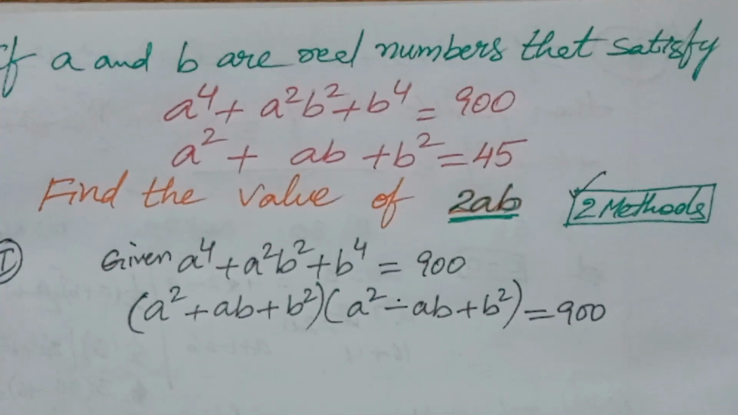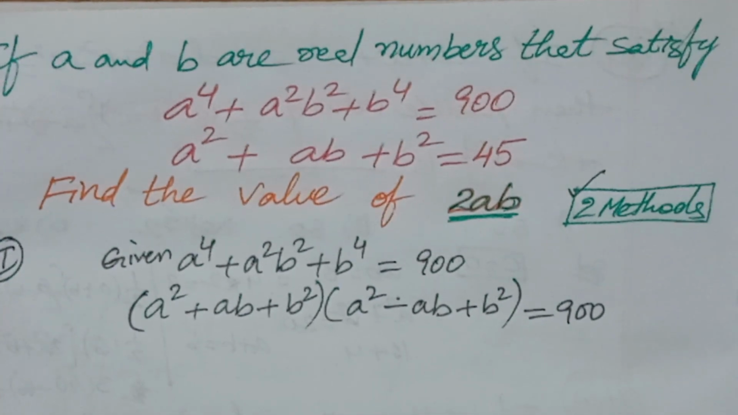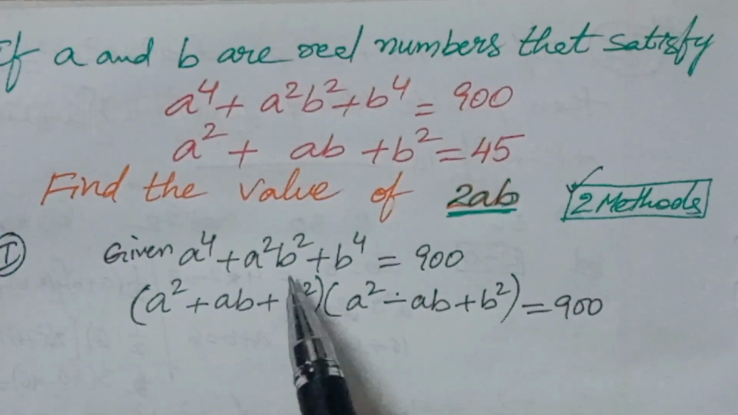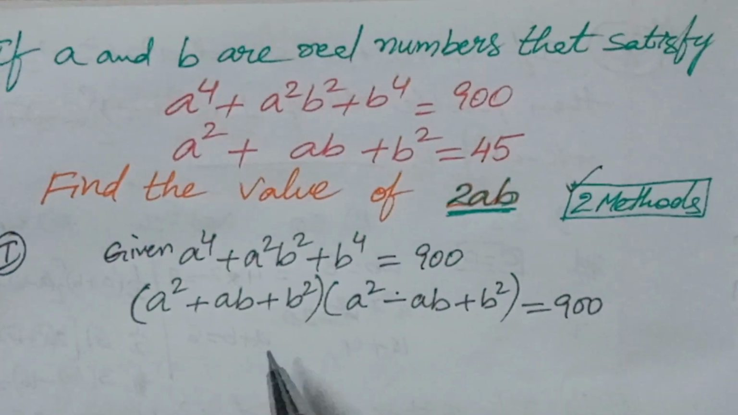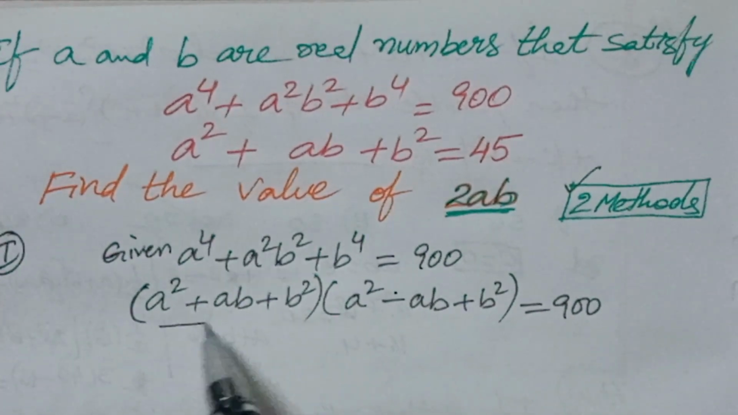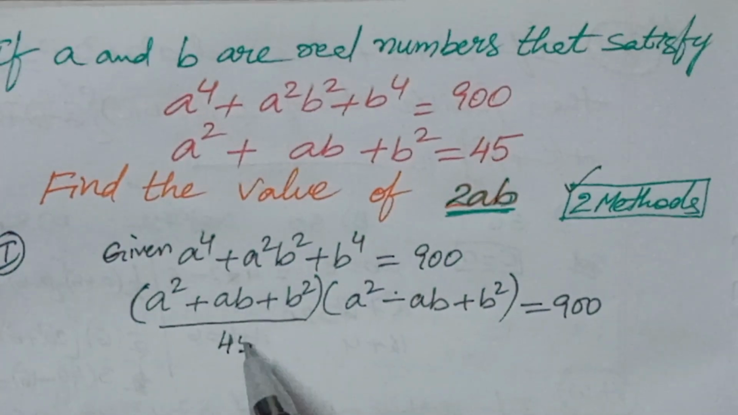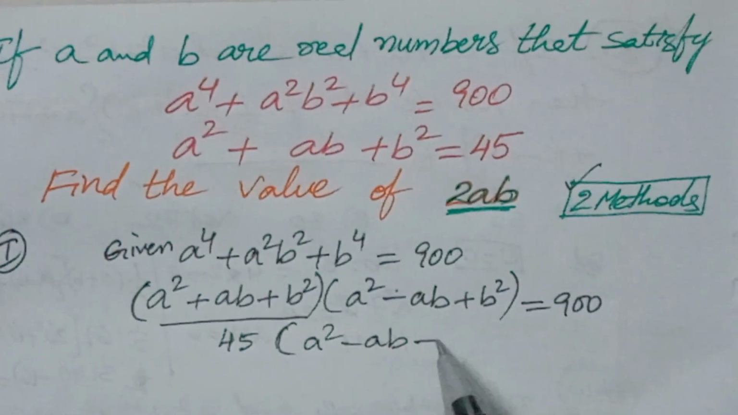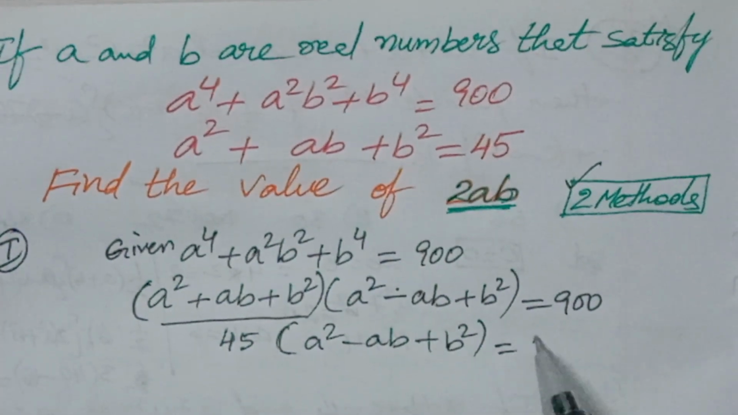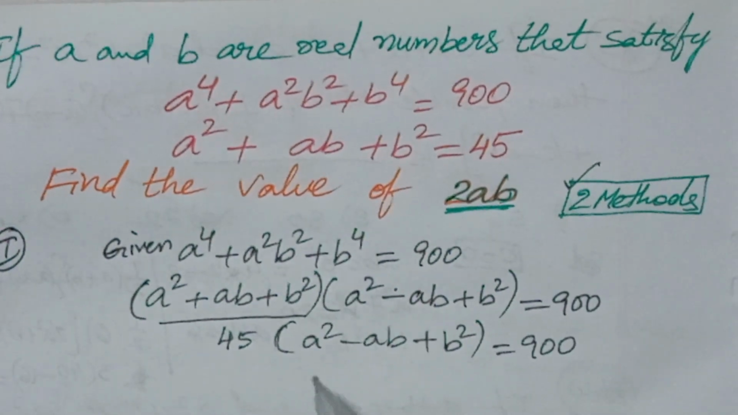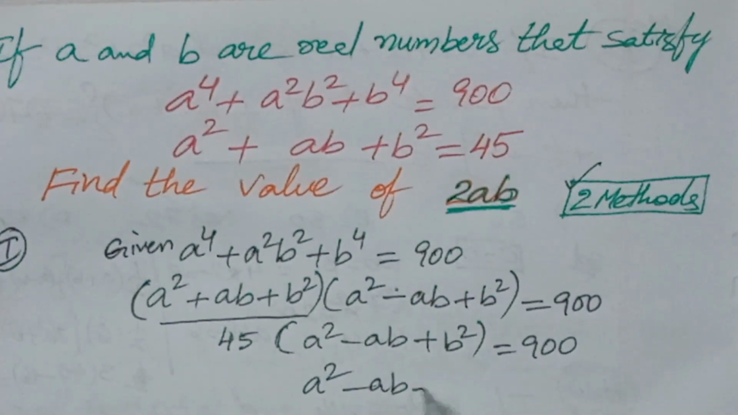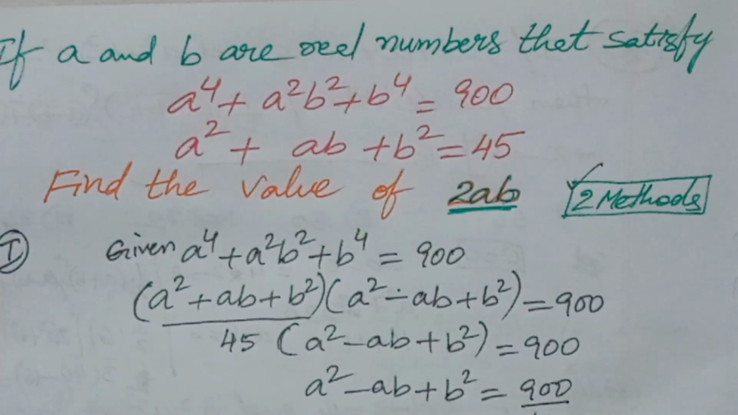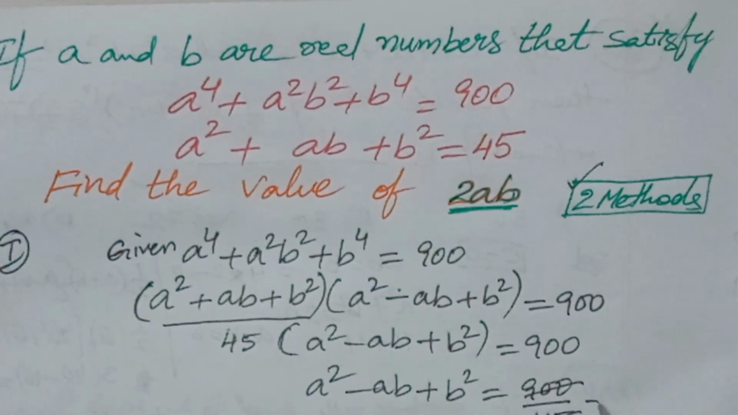If you multiply this, you will get a power 4 plus a square b square plus b power 4. Now this value is given, 45. 45 into a square minus ab plus b square is equal to 900. A square minus ab plus b square is equal to 900 by 45. You will get 20.